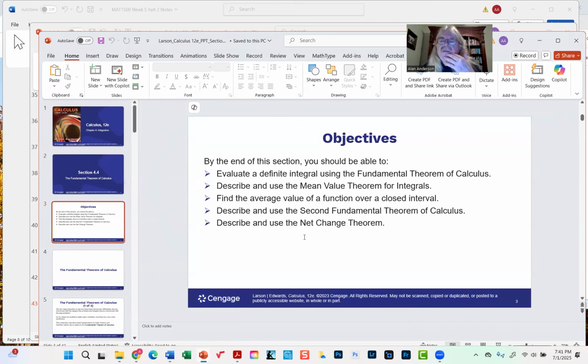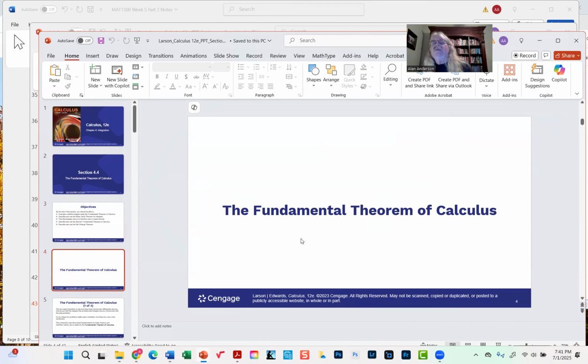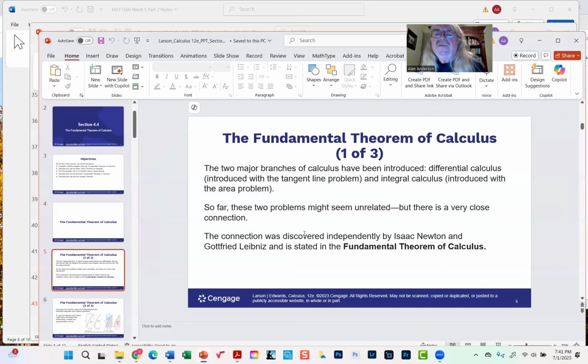So this is 4.4, the fundamental theorem of calculus. There's actually two equivalent parts to it. This is what makes it possible to have definite integrals. Okay. So first, like almost everything else in calculus, this was invented by Sir Isaac Newton and also Gottfried Leibniz. It's an interesting story. Newton, as you know, is one of the greatest scientists who ever lived, and he invented calculus to help explain his laws of motion.